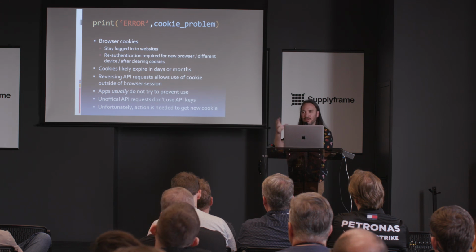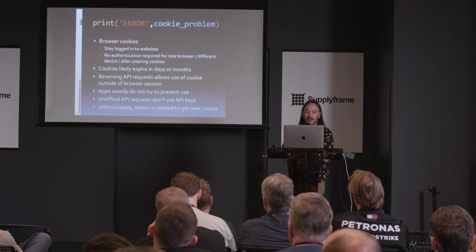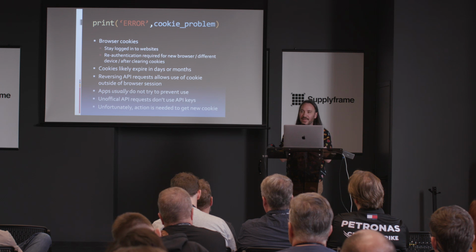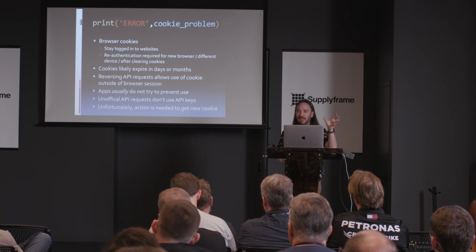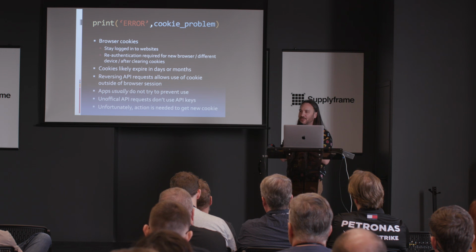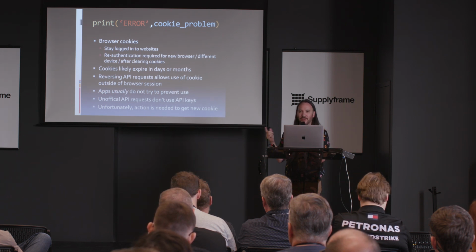So there's a cookie stored on your computer, and you only have to re-authenticate if you use a new browser, a different device, or if you clear a cookie somehow. But they do expire. Some last longer than others, but they could be days or months or sometimes years. Reversing the API request allows use of that cookie outside of your browser session. So you're basically trying to pull it down, store it in a text file or something, and use it elsewhere. Apps usually do not try to prevent this, but there are ways of them trying to see if you're doing this sort of thing.